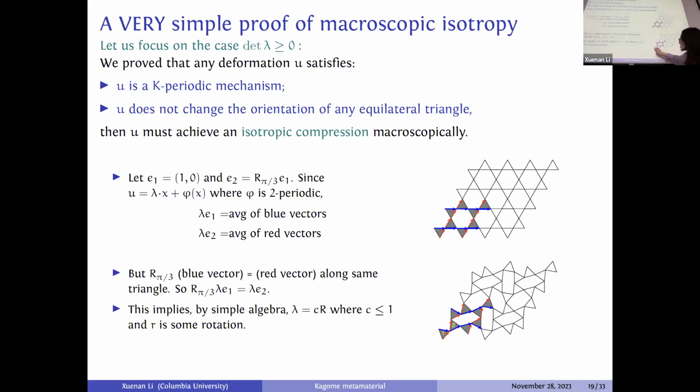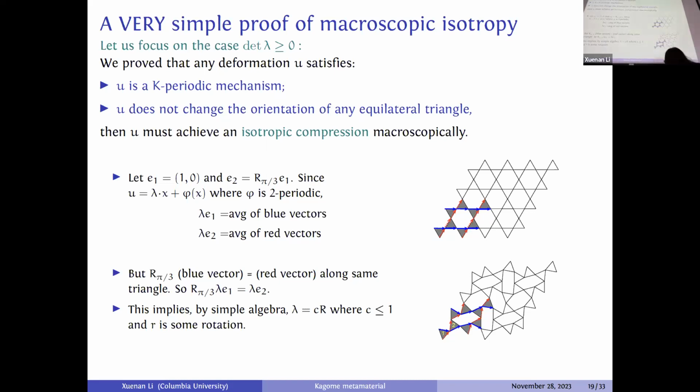So on each triangle, the red vector is going to be a 60 degree rotation of the blue ones. So after you sum over all the blue ones and sum over all the red ones, the 60 degree rotation is going to be preserved. After the deformation from here to here, the sum of the vectors in the one direction and in the other direction is preserved by those 60 degree rotations. And this deformation can only be constant times rotation.